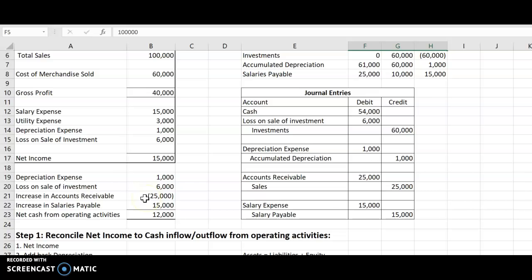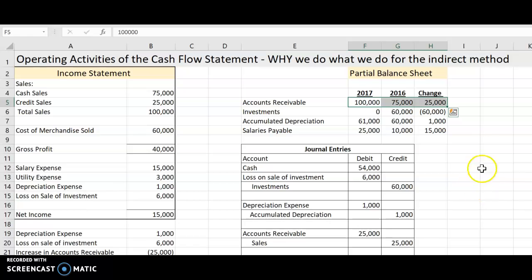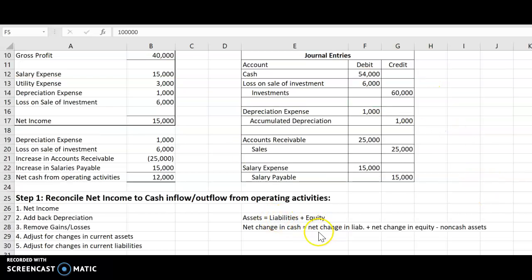And again, that just makes sense because these are credit sales that we haven't gotten money for yet, and they show up over here for the change in the balance sheet account. Liabilities have a positive account over here in the accounting equation. So when they go up, we go up. When they go down, we go down. Let's look and see why this works.